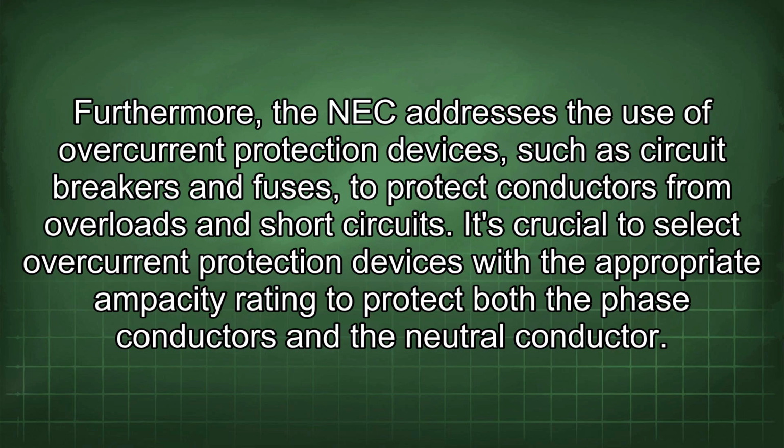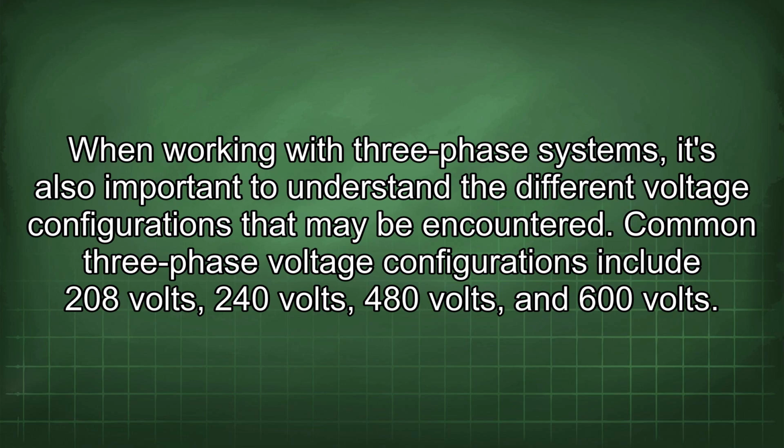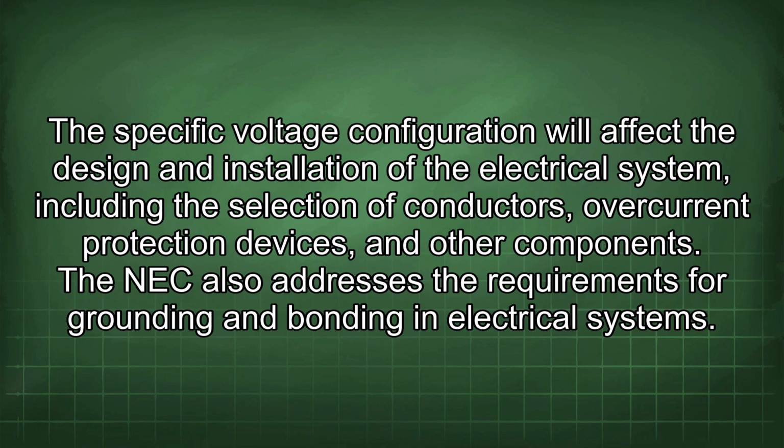It's crucial to select overcurrent protection devices with the appropriate ampacity rating to protect both the phase conductors and the neutral conductor. When working with three-phase systems, it's also important to understand the different voltage configurations that may be encountered. Common three-phase voltage configurations include 208 volts, 240 volts, 480 volts, and 600 volts. The specific voltage configuration will affect the design and installation of the electrical system, including the selection of conductors, overcurrent protection devices, and other components.